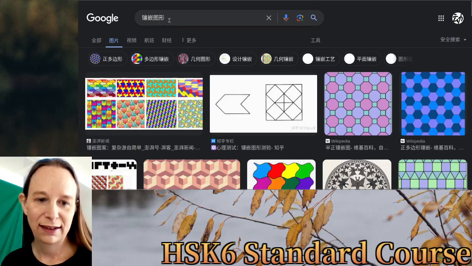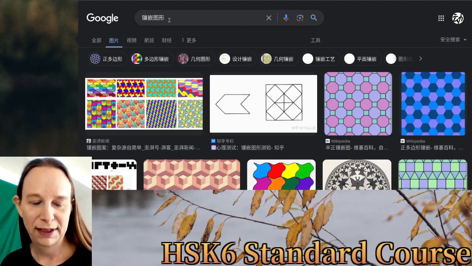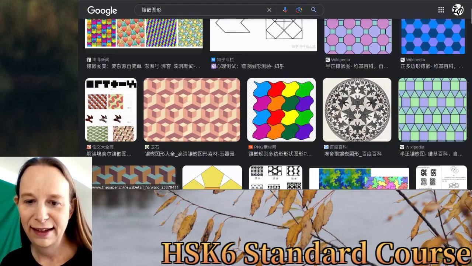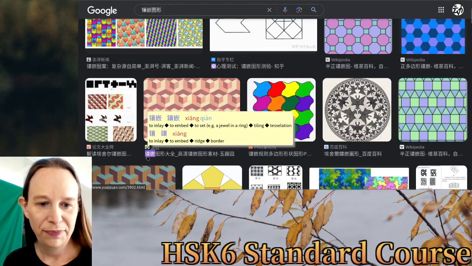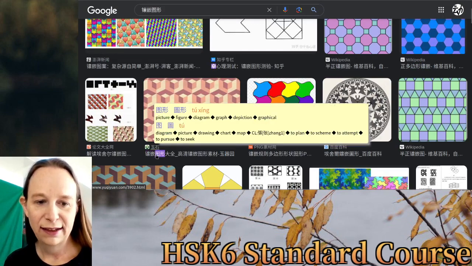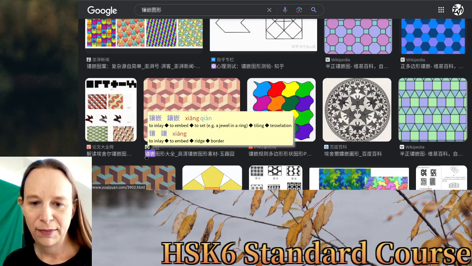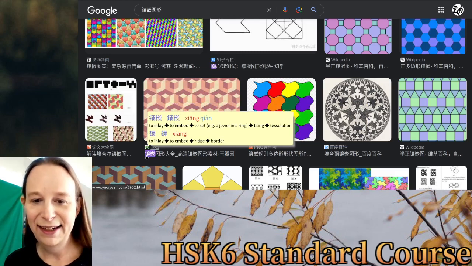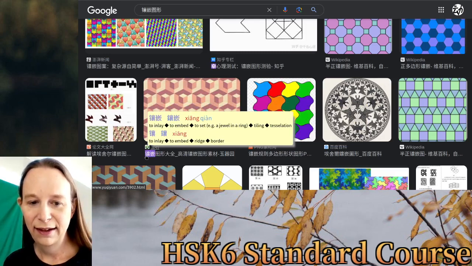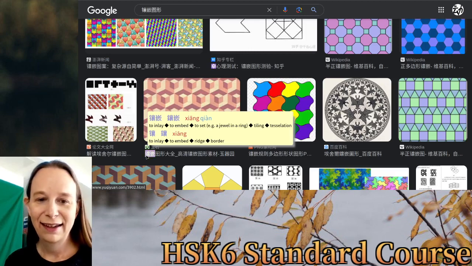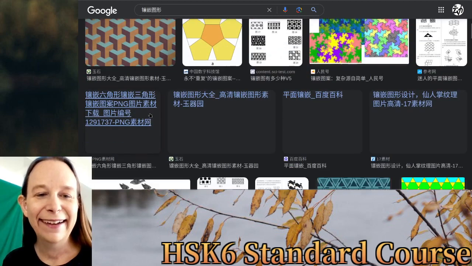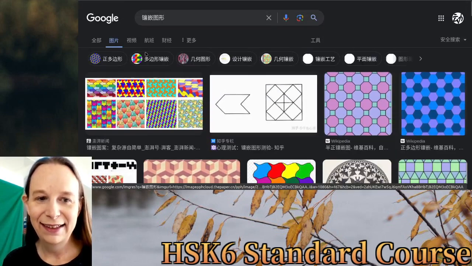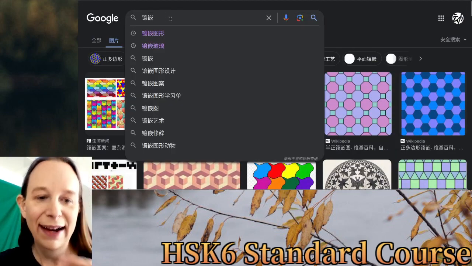图形. This wasn't what I was expecting. These are like Escher paintings, like tessellations. 镶嵌图形. Oh, it does say tessellation is one of the definitions. Okay. So it's kind of embedded in itself. Okay, these are tessellations. 镶嵌图形. All right, I didn't know that.